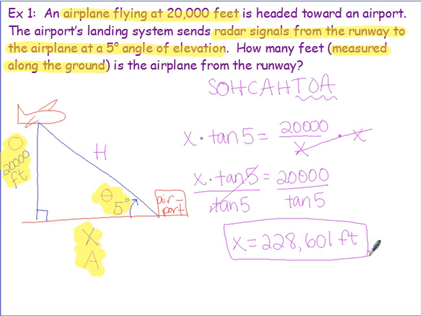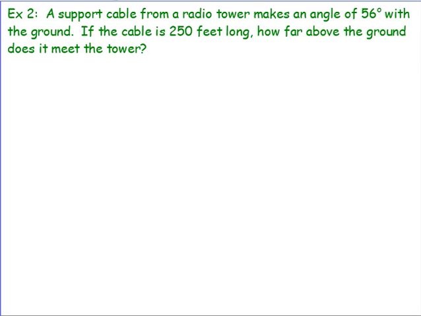So let's take a look at a second example. A support cable from a radio tower makes an angle of 56 degrees with the ground. If the cable is 250 feet long, how far above the ground does it meet the tower? So if you think about a radio tower, these are those long metal towers you see with the little red blinking lights. They're usually on the ground, but because they are so thin and skinny, they use big heavy cables to keep them stable.